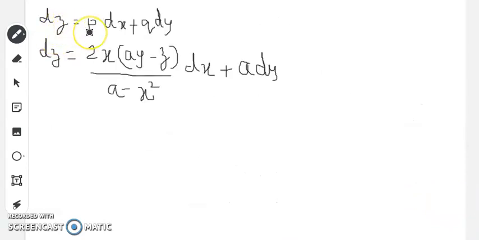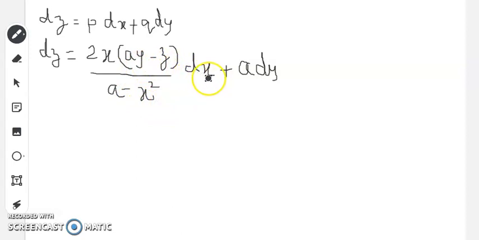Now dz is equal to p dx plus q dy. Substituting the values of p and q in this equation, we get dz is equal to 2x into (ay minus z) divided by (a minus x square) into dx plus a dy. Next we will go for integration. But when we look at the expression, direct integration is not possible. We have to rearrange the terms so that the numerator is an exact differential of the denominator. We can integrate dz, but we cannot integrate the first term, 2x into (ay minus z) divided by (a minus x square) into dx, since it involves y and z.